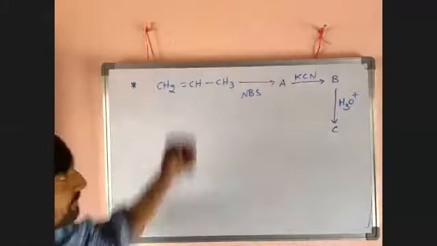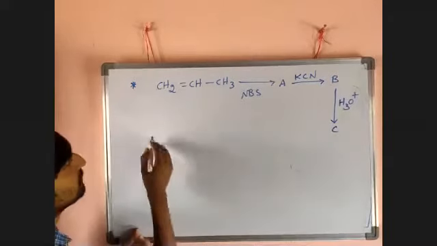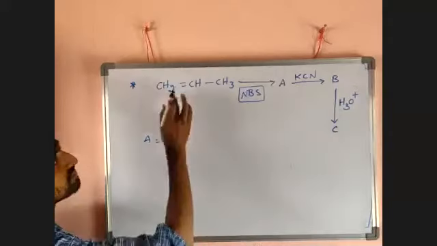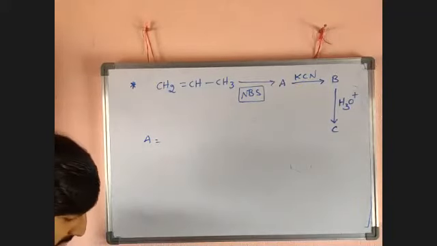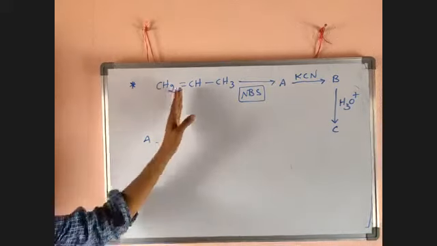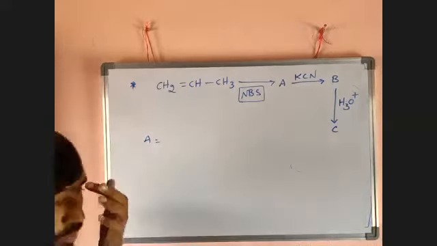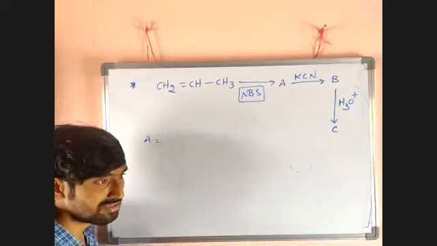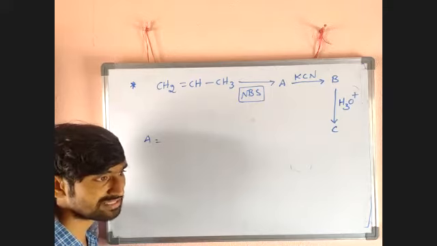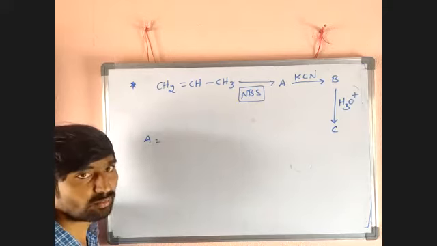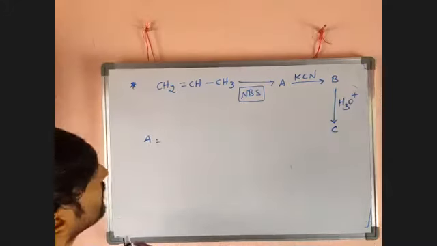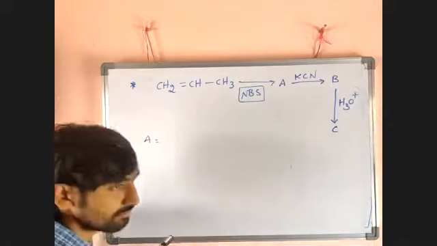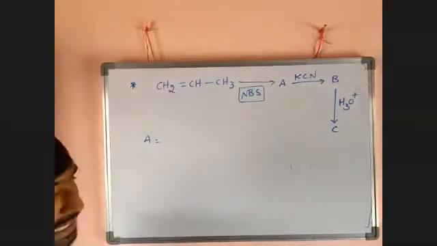The simple reaction. Look here. What is NBS? I told you guys, NBS is N-bromosuccinimide. What's happened, look here. So N-bromosuccinimide's duty is allylic bromination. What can it do? Allylic bromination.